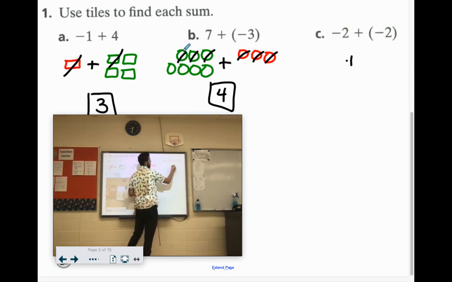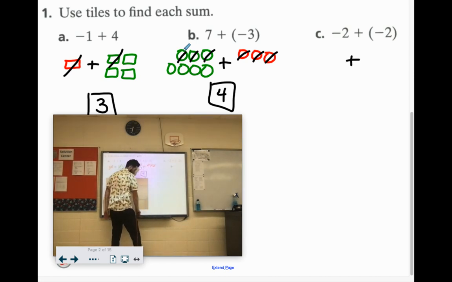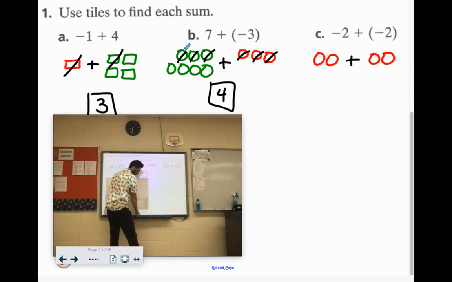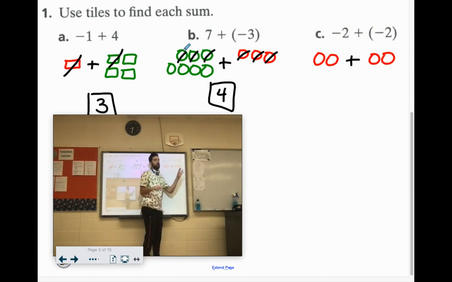And the last one, we have -2 plus -2. Nothing cancels out, so all we have left are 4 red tiles. So that would be -4.